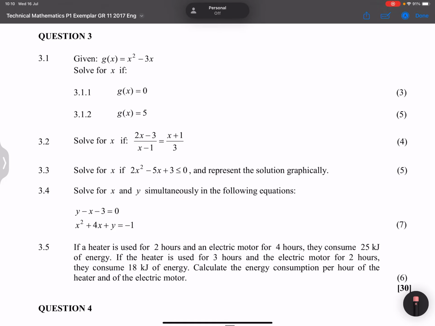And this time, we're going to be solving simultaneous equations. We're looking at question 3.4.